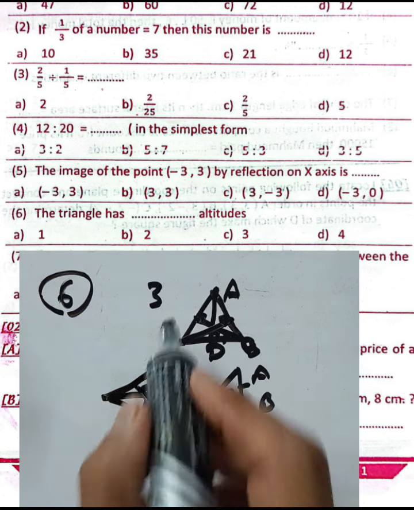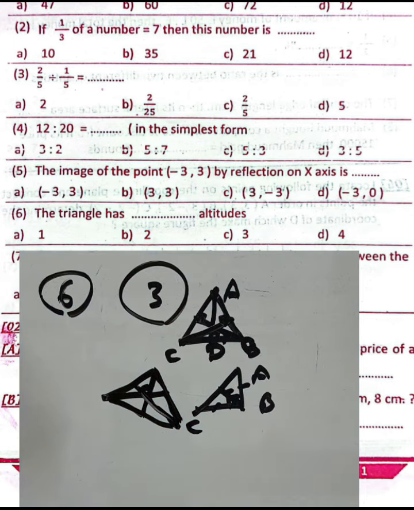Then in any triangle we have 3 altitudes. Then the triangle has 3 altitudes.